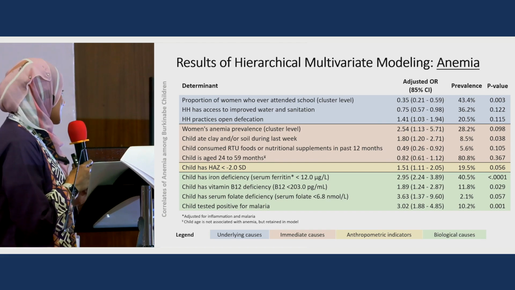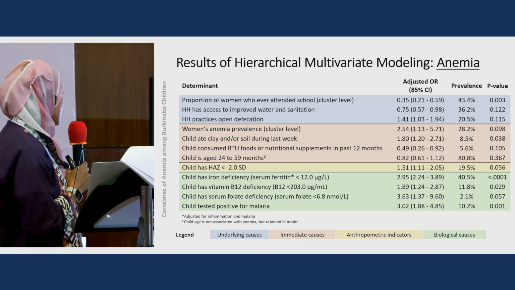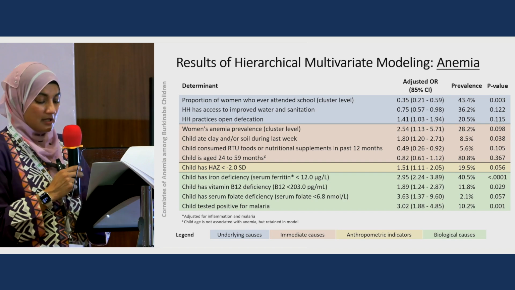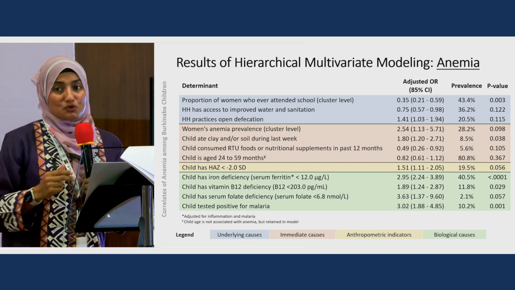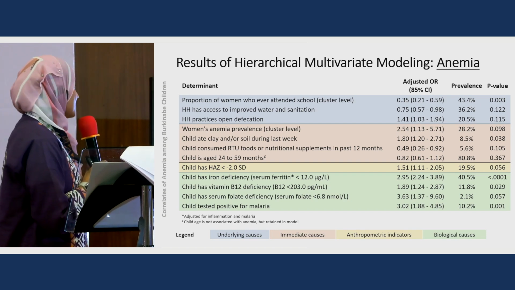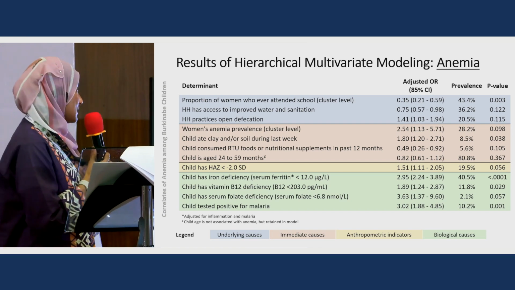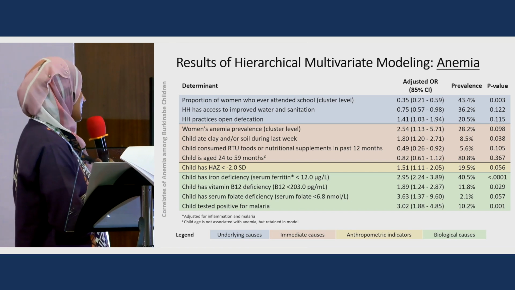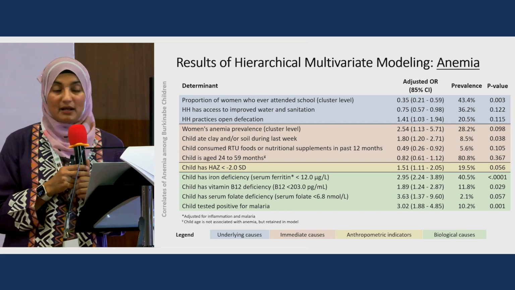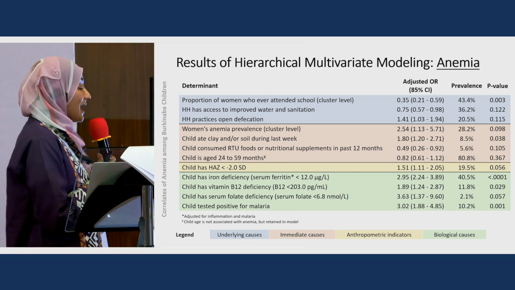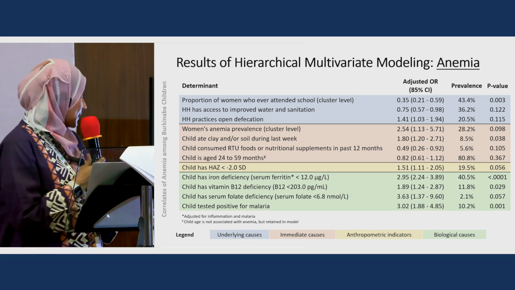Okay. So this slide summarizes the results of the modeling we conducted for children in Burkina Faso, children 6 to 59 months, specifically looking at anemia as the outcome. As you can see, I'm not sure if you can see very clearly, but the proportion of women who had ever attended school, or in other words, maternal education, was found to be protective against anemia for children aged 6 to 59 months, as well as the household having access to improved water and sanitation services. If a household practiced open defecation, the child had higher odds of anemia, as you can see on the slide.